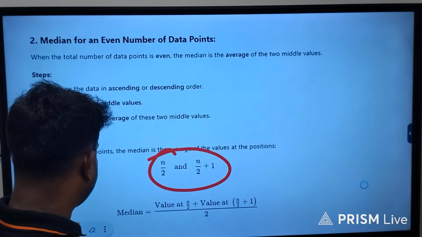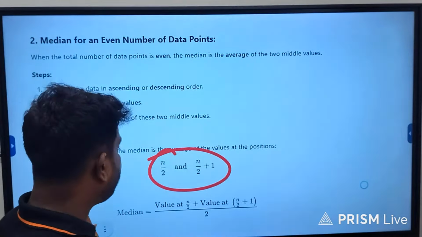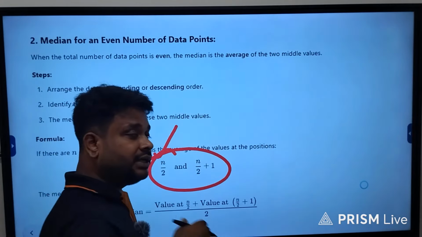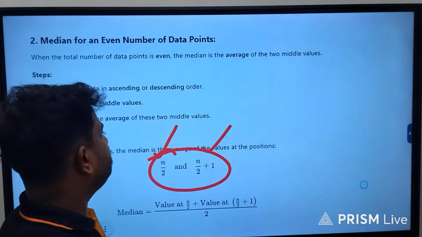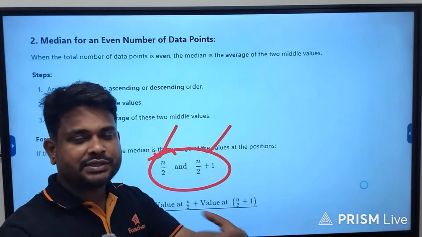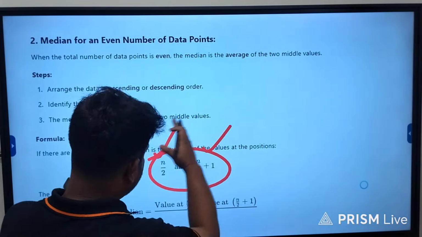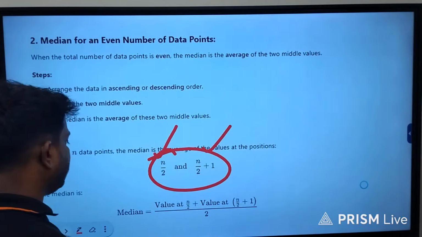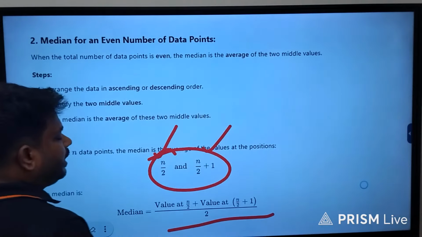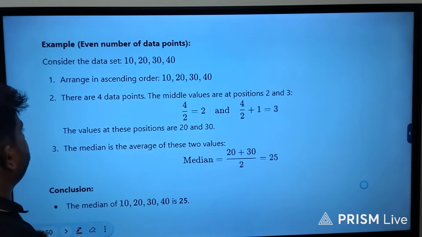So you have to point out the n by 2th data and the n by 2 plus 1th data. Instead of going through this complex logic, just try to find the middle ones by arranging them in ascending or descending order, and divide their sum by 2. So this will be the median of an even number of data.